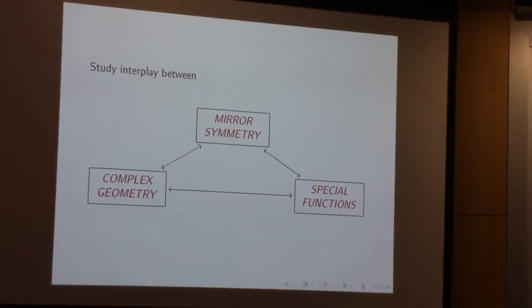So this will be, roughly speaking, a study of the interplay between three objects. Mirror symmetry, of course, is the central object. And the main point here is about using mirror symmetry to say something about special functions, including generalized hypergeometric functions and complex geometry. And sometimes statements about the lower two items tell you something about mirror symmetry as well.